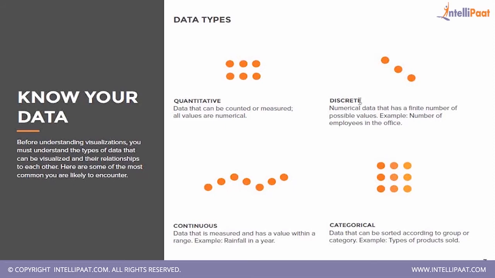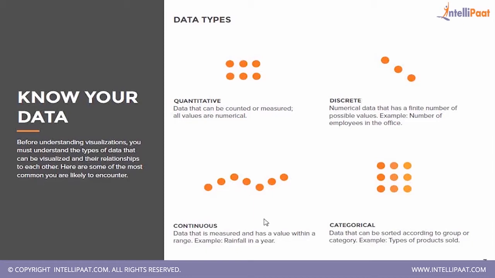Okay, there is something called discrete. Discrete again means, for example, the number of employees in your office. Excellent example. It can only be a finite number, right? It can be 1, it can be 2, it can be 3. It cannot be 3.5. You cannot have 3.5 employees in your office. Unlike continuous, which is the floating value.